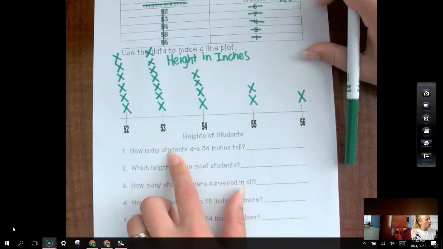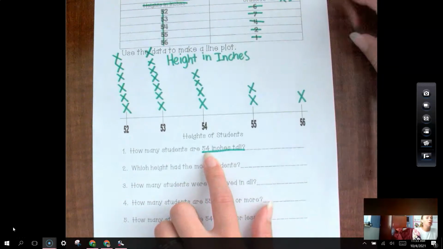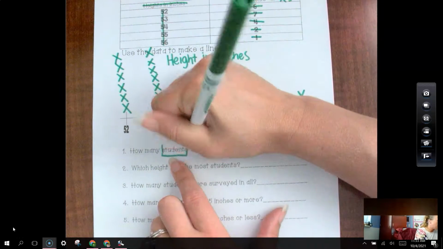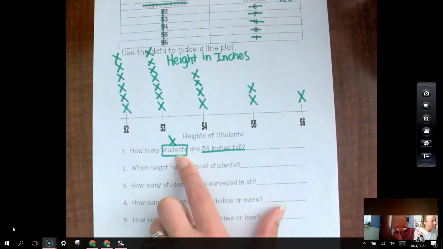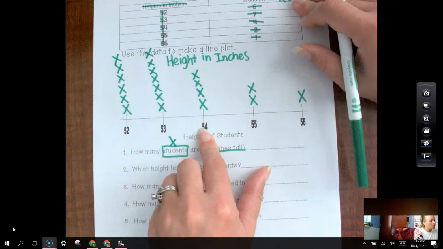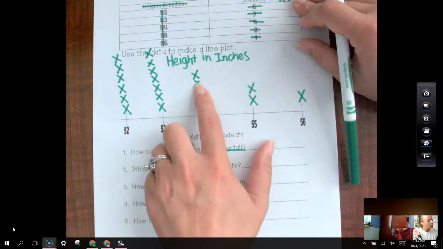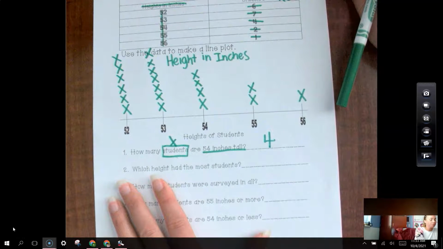How many students are 54 inches tall? Well, I want to go back to 54, but it's asking me about students. Remember, the students are X's. I want to count the X's at 54. So I go to 54 and count the X's. 1, 2, 3, 4. 4 students are 54 inches tall.